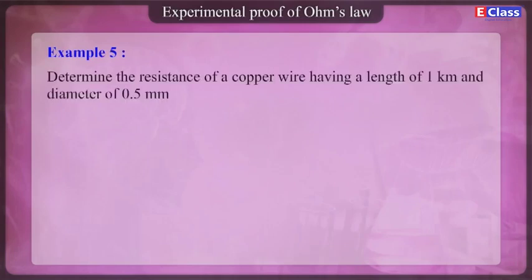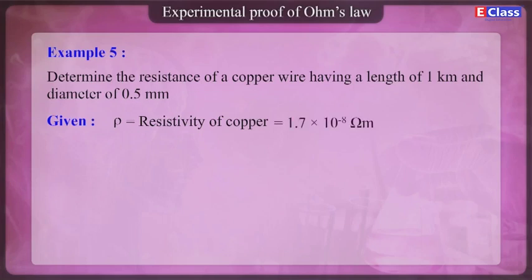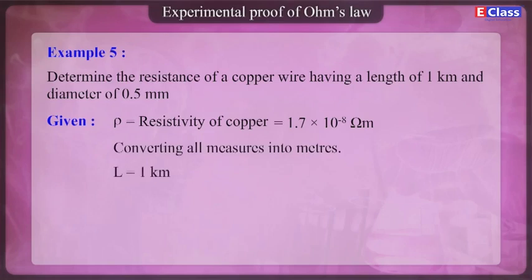Example 5. Determine the resistance of a copper wire having a length of 1 kilometer and diameter of 0.5 millimeter. Given ρ is equal to resistivity of copper, which is equal to 1.7 multiplied by 10 raised to minus 8 ohm meter. Converting all measures into meters, L is equal to 1 kilometer, which is equal to 1000 meters, which is equal to 10 raised to 3 meters. D is equal to 0.5 millimeter, which is equal to 0.5 multiplied by 10 raised to minus 3 meters.